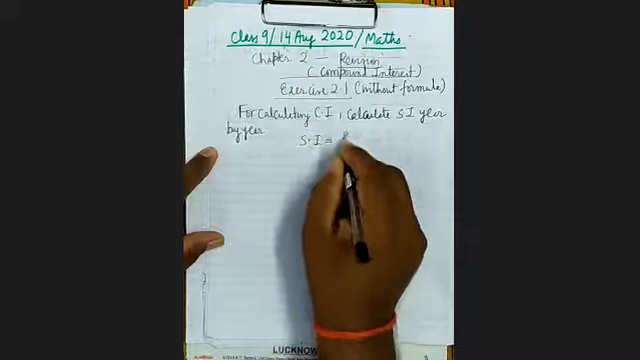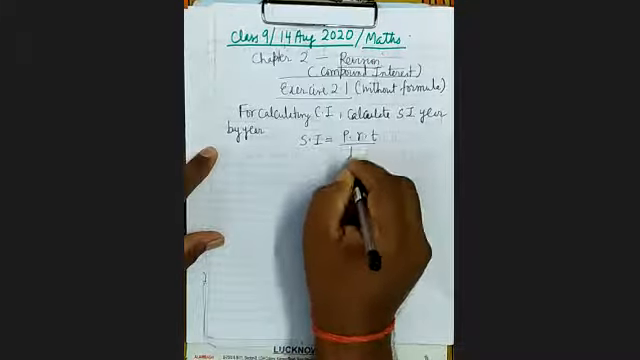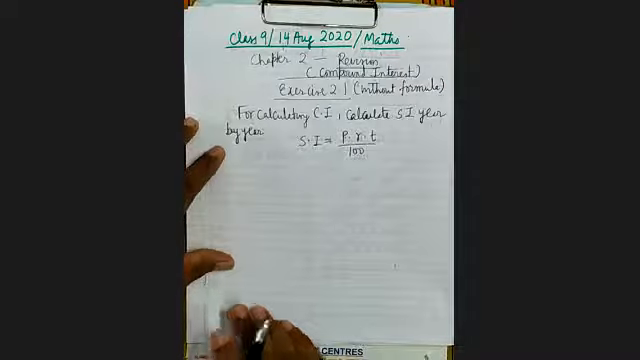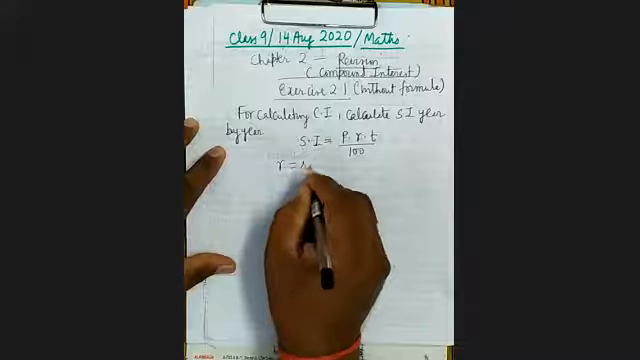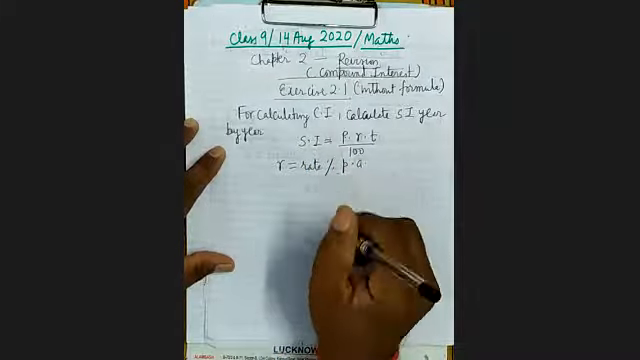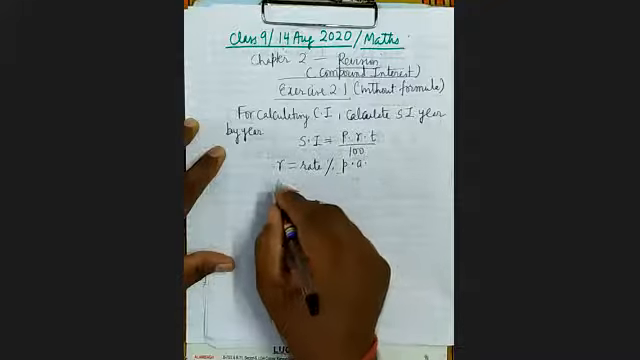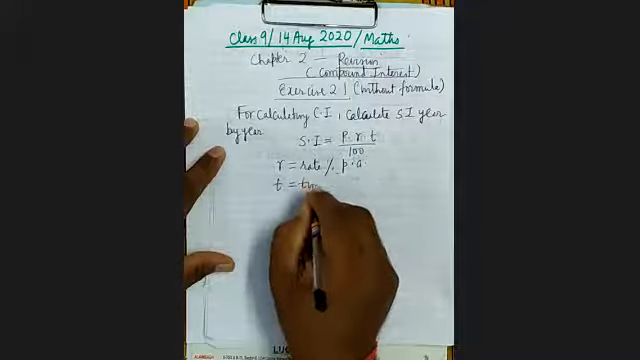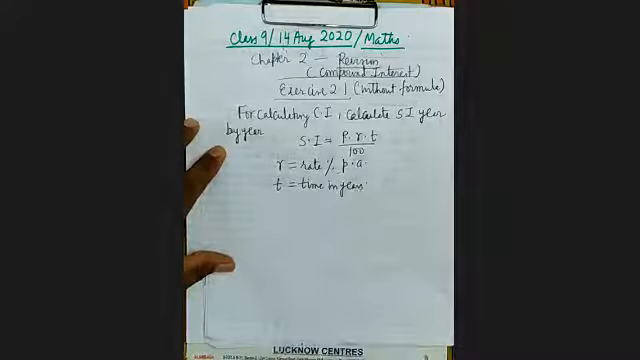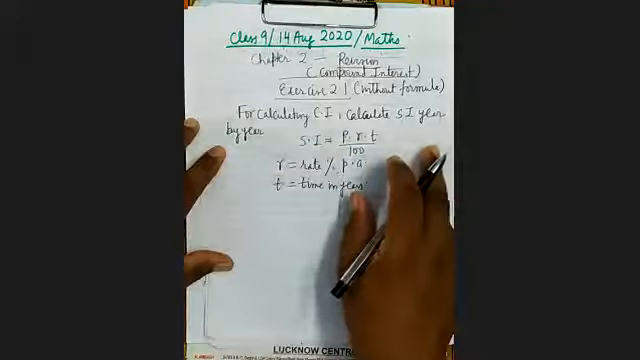It is equal to P into R into T upon 100. R is the rate percent per annum. PA means per annum, and per annum means per year. Is it clear? What is T? Time in years. If it is not in years, you will convert it into years. So this is the formula of simple interest. Now we will calculate SI year by year.